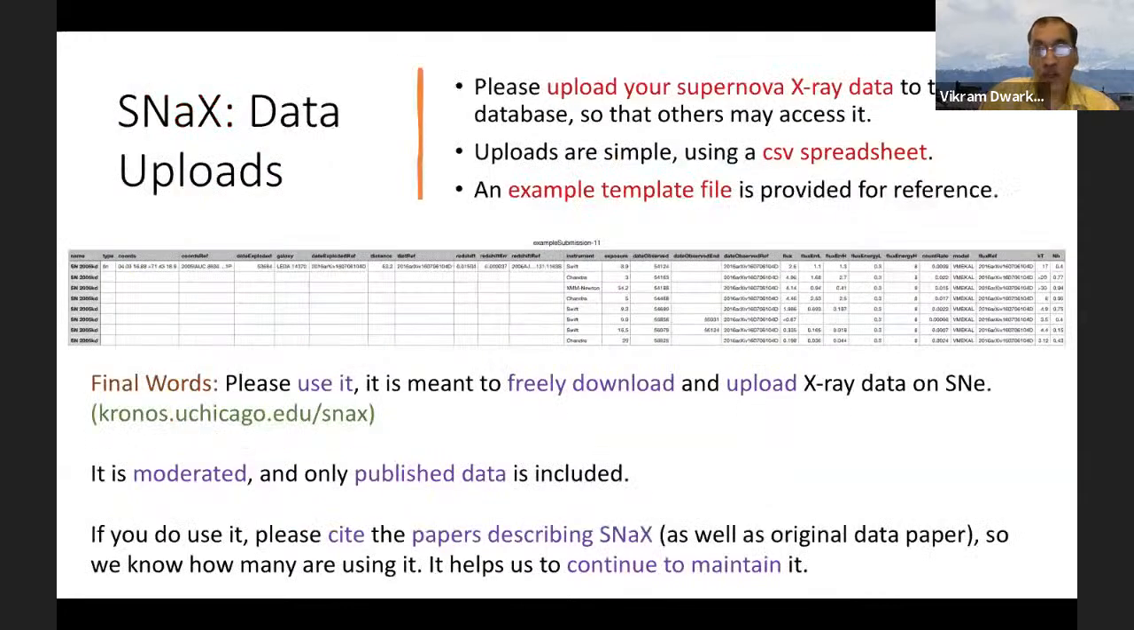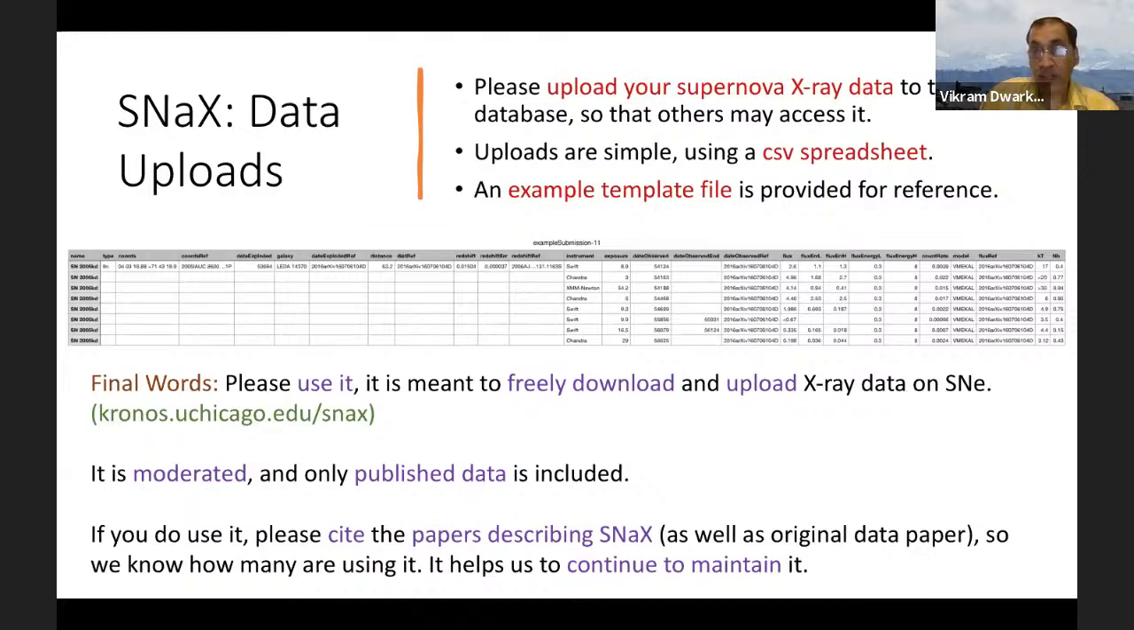Now, all this would not be very useful unless you could upload your own data, of course. You can easily do that, and that's what makes this a very powerful database, just like many other optical databases. This is done by a CSV spreadsheet. There's an example template file given for your reference. Most of the columns are self-evident, giving all the data about the supernova and then all the X-ray data from various different instruments. Most of it is either from Chandra or XMM. A lot of the new data is from Chandra because it has much better spatial resolution.